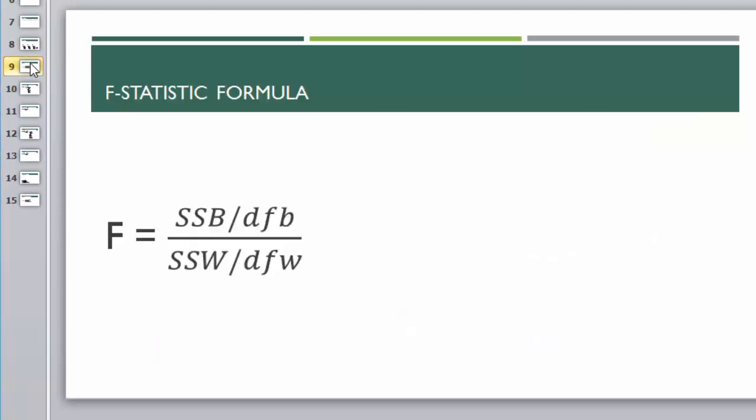Let's take a look at the F-Statistic Formula now. The F-Statistic Formula looks like this. SSB stands for sum of squared between. SSW stands for sum of square within. DFB stands for degrees of freedom between, and DFW stands for degrees of freedom within. So we're going to take a look at all 4 of these different formulas.